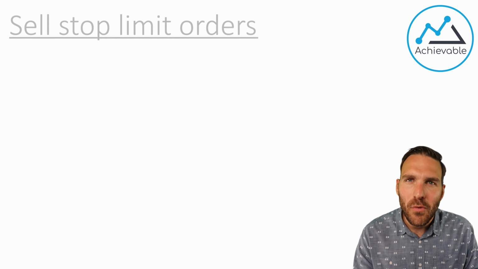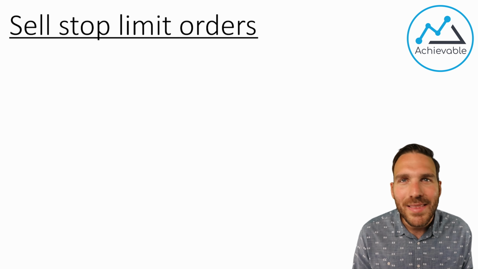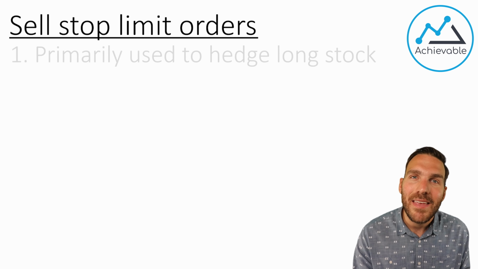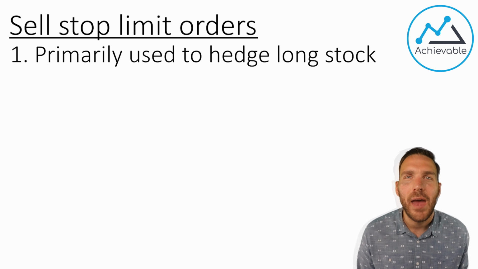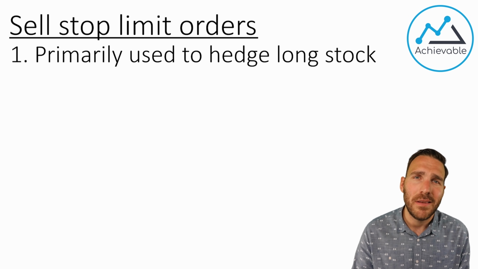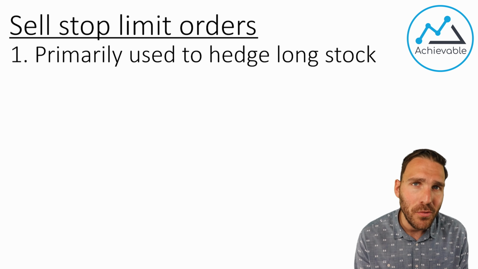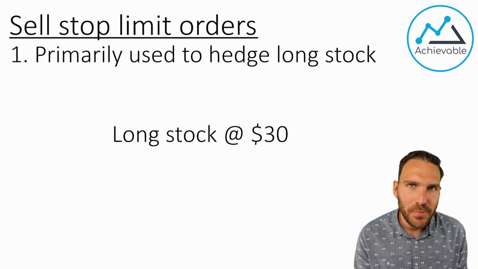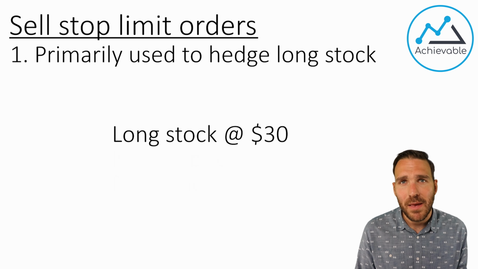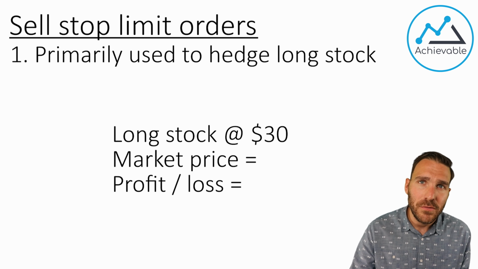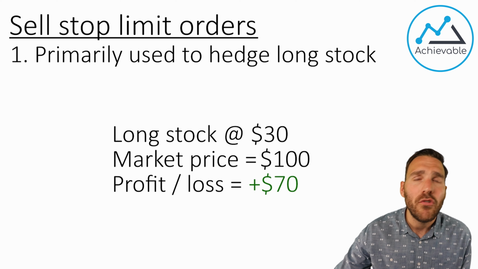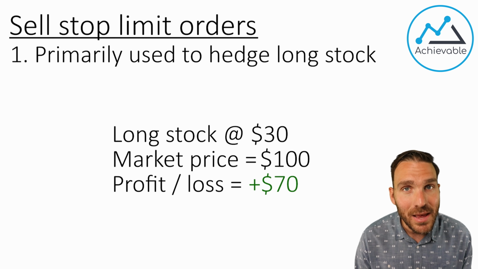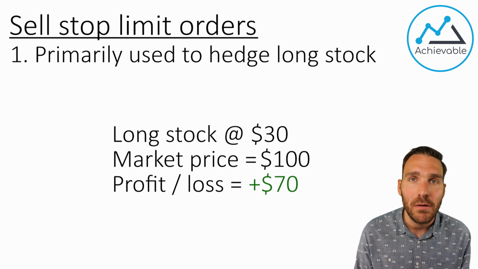Sell stop limit orders are used primarily in the same way that a sell stop order would be, and that is to protect a long stock position. Now, when we say long stock, that just means an investor has purchased stock and currently owns that stock. Let's assume an investor buys stock at $30 per share. Obviously, the investor will make money if the market price rises. If it goes to 40, 50, 60, 70, 100, the higher the market price goes, the more money the investor makes on the position. And that's the good part of having a long stock position.